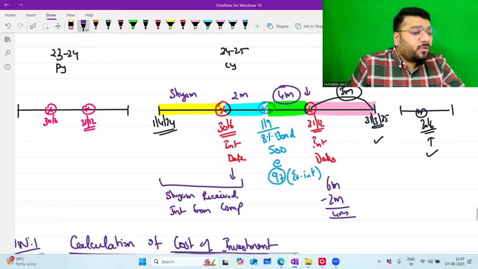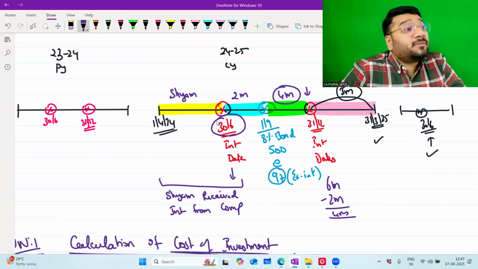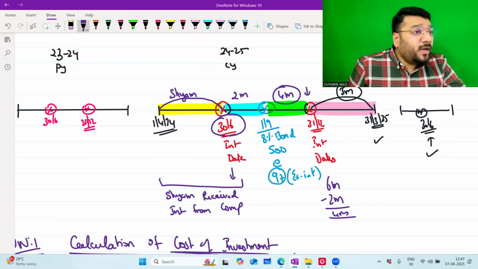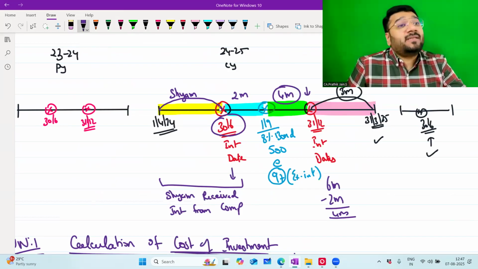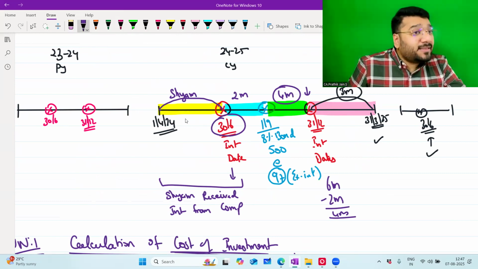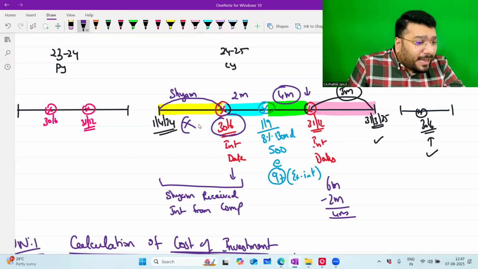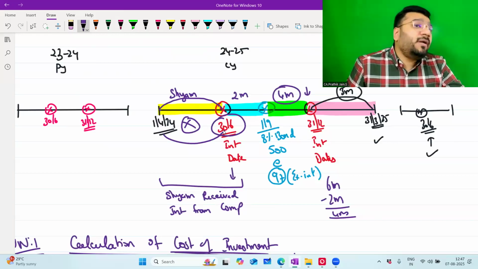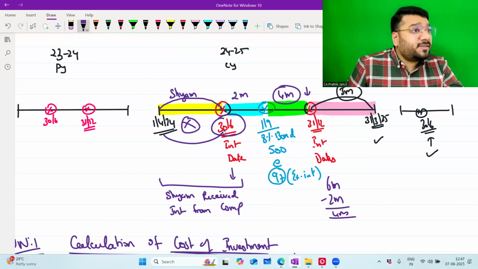My question to all of you: on 30 June, who will get interest? Shyam is getting interest because he is the holder of the bond on that date. So whatever interest is paid from 1 April 24 to 30 June 24, who has received it? Shyam has received it. Will you pay this interest to Shyam? No, Shyam already received it. So I will not do any calculation of the interest from 1 April to 30 June, because this interest is already received by Shyam. I will not receive this interest.